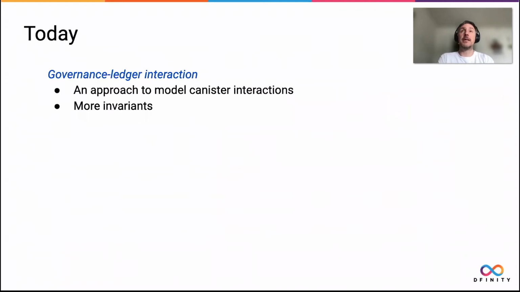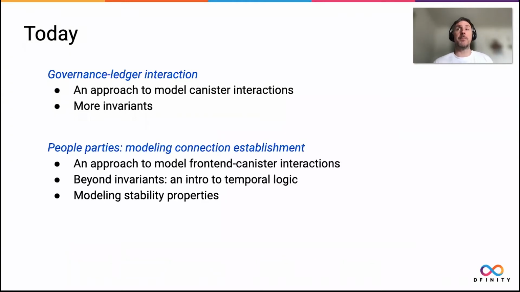We look at the interaction between governance and ledger canisters. I'll give you one approach for how you can model interactions between canisters, and we'll see some more examples of invariants, some more complicated ones. After that, we'll look at People Parties.